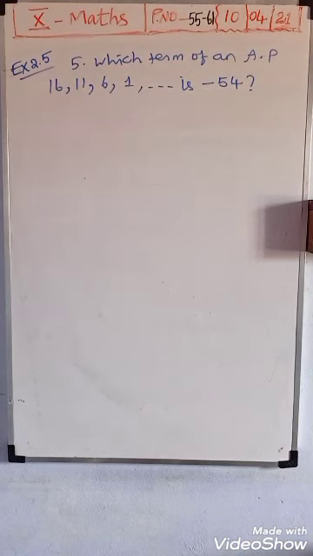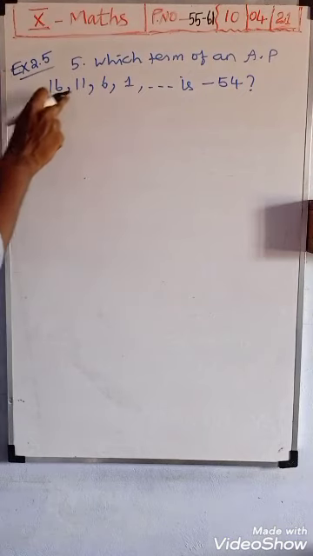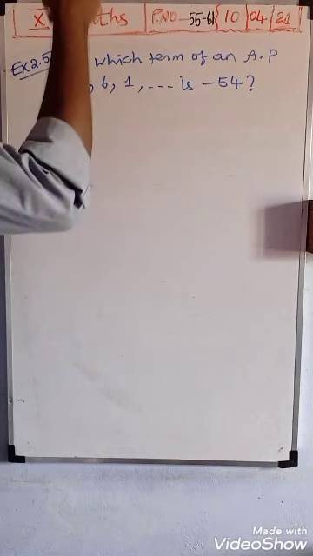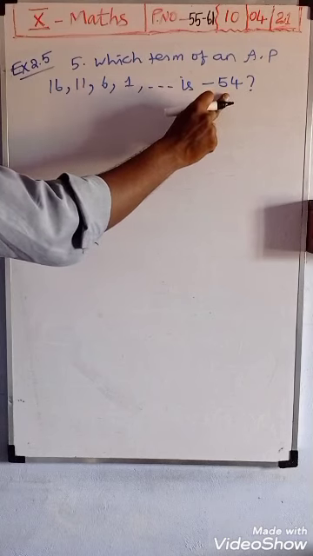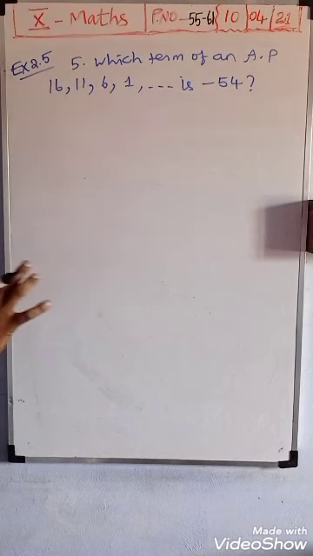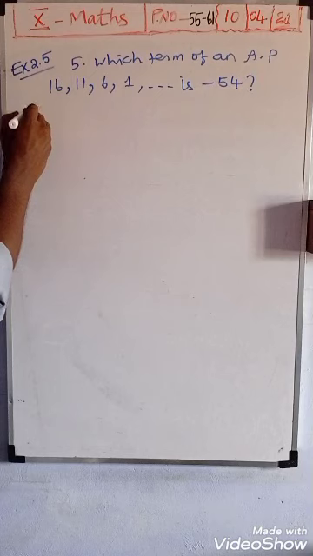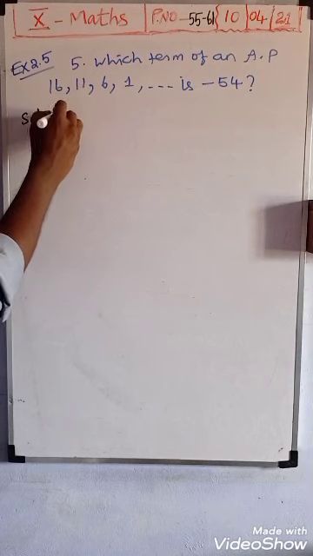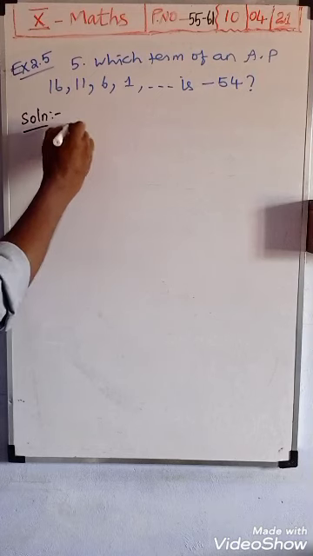Next is the fifth question. Which term of the AP 16, 11, 6, 1 is minus 54? Which term of the AP is minus 54, we want to find. Actually here the first term T1, T2, T3, T4, then which term Tn is equal to minus 54. Which term of this AP is minus 54, we want to find. Then means n we want to find. So for that see the solution.